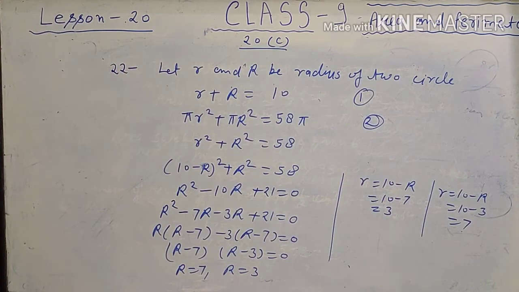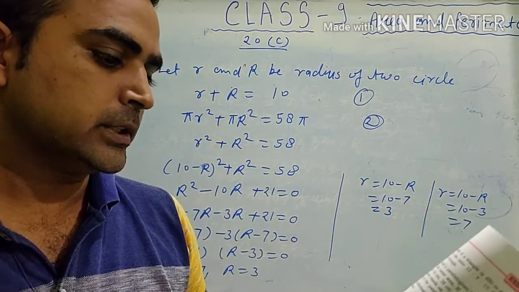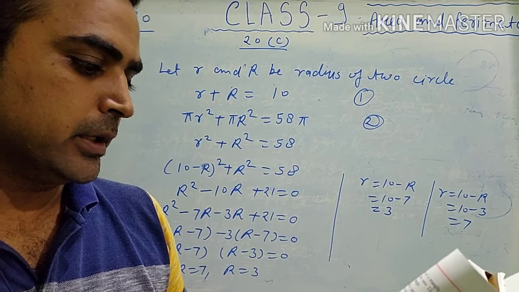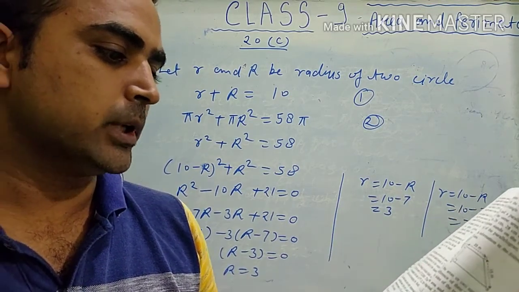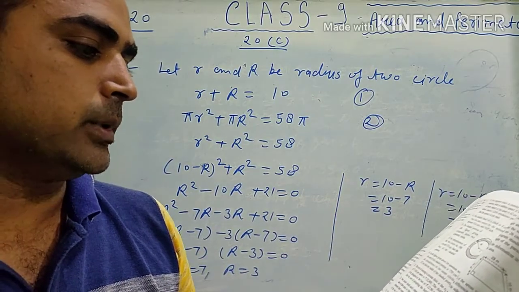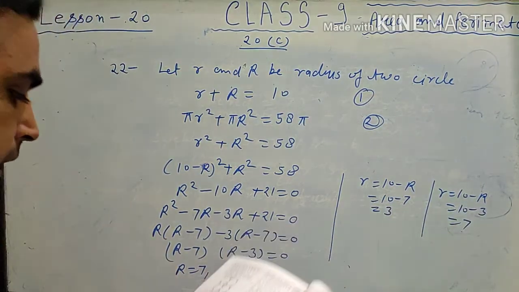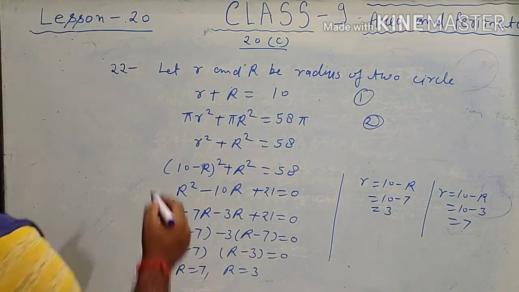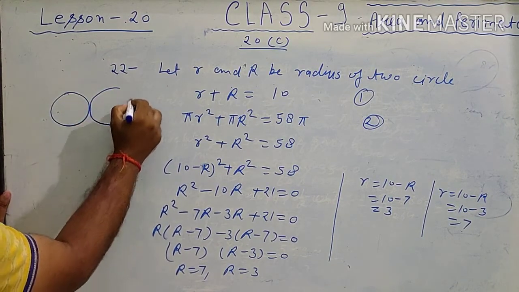Okay, now we solve question number 22. Two circles touch each other externally. The sum of their areas is 58 pi centimeter square, and the distance between their centers is 10 centimeter. Find the radius of the two circles. Two circles touch each other externally. These two circles are there and both touch externally.